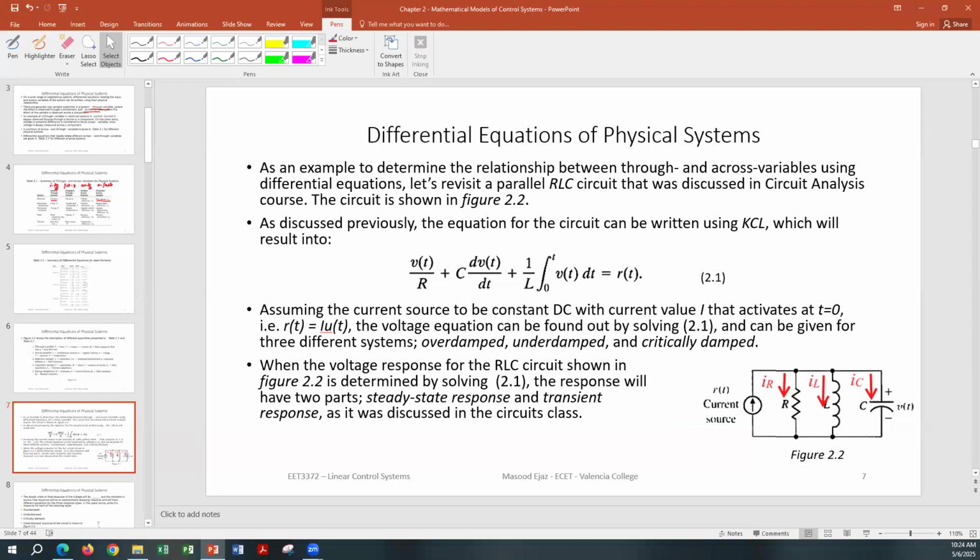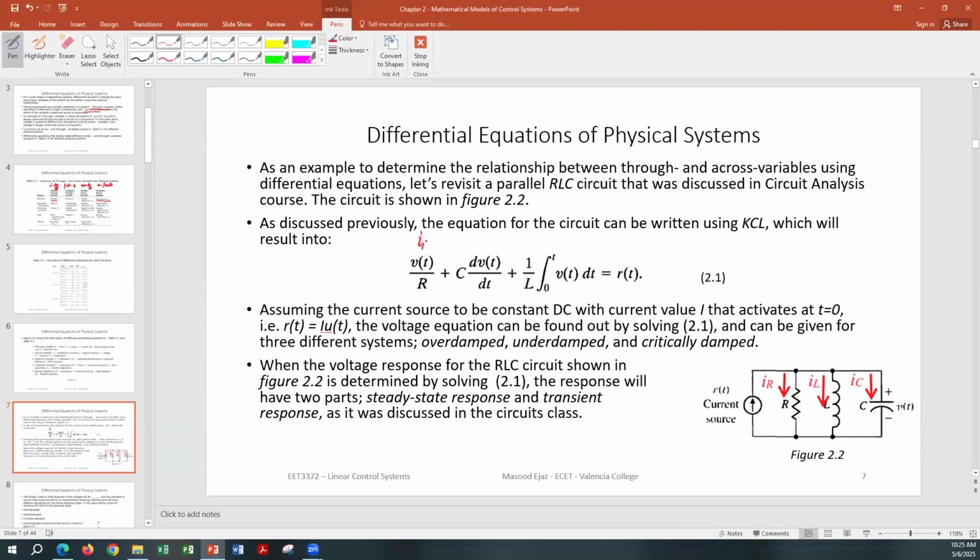This is something that we did in circuit analysis, of course, when we were discussing the parallel and series RLC circuit. So this is a parallel RLC circuit, as you can see. This equation represents the voltage across each component, which is the same. How did we write this equation? We applied KCL on this circuit.